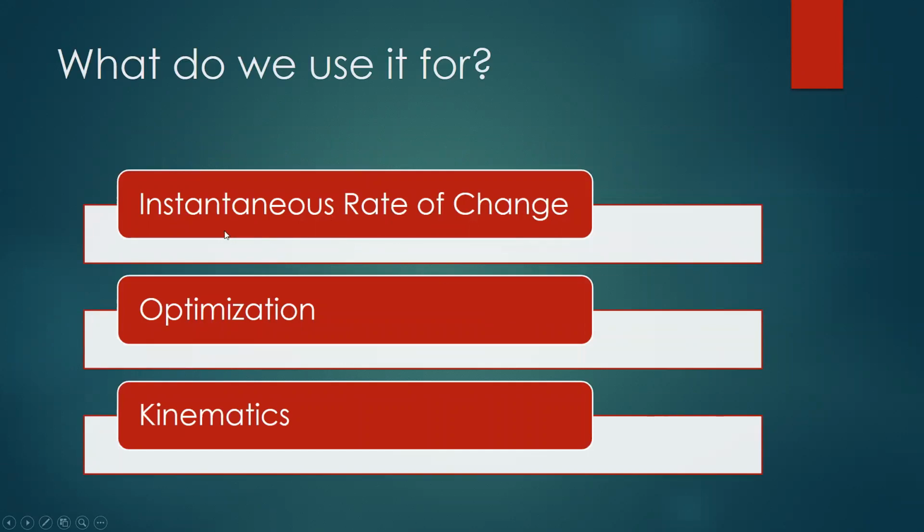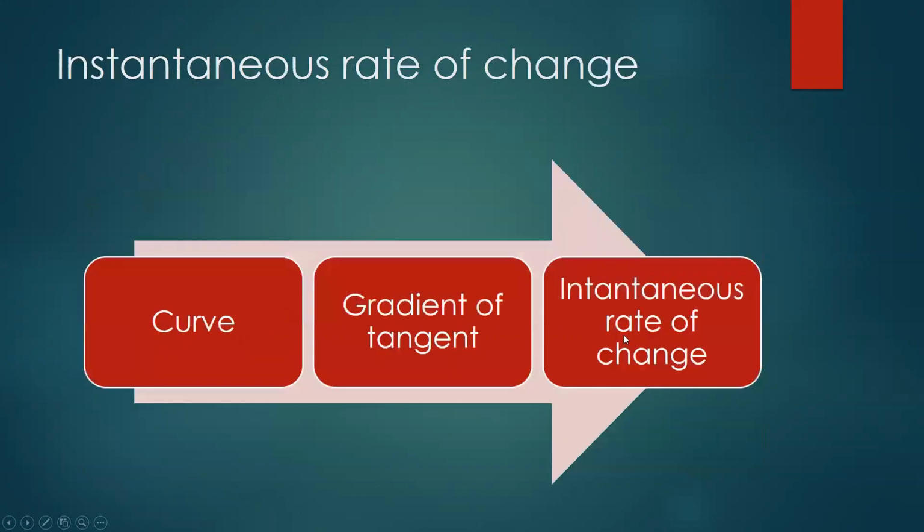The first one is finding an instantaneous rate of change. The second one is to do optimization. And the third one is kinematics. So in this video, we're going to focus only on the instantaneous rate of change, and the next two will be added in a later video.